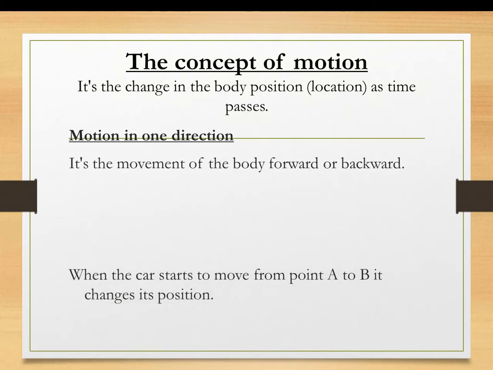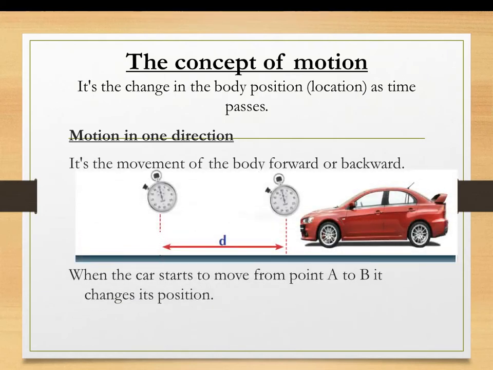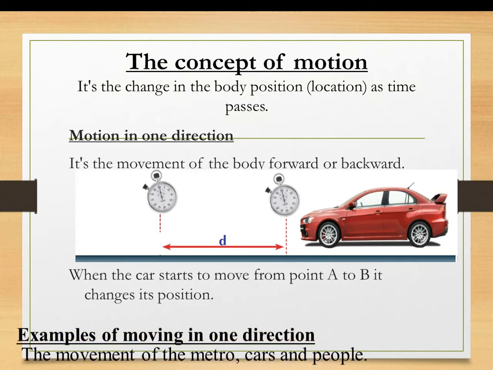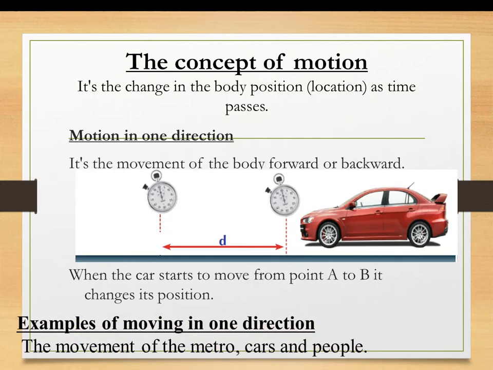Here we have Medal 3, the motion in one direction. We can move in all directions, and we can move in one direction. The motion in one direction is the movement of the object forward or backwards. The car can move forward and the car can move backwards. Look at the picture. The car starts to move from point A to point B and changes its position, and here the time will pass. The car will move forward or backwards in one direction.